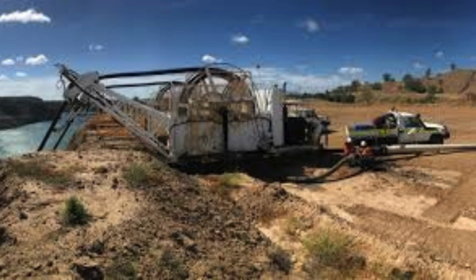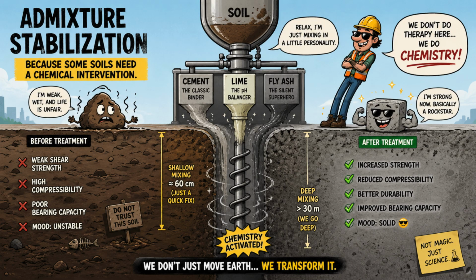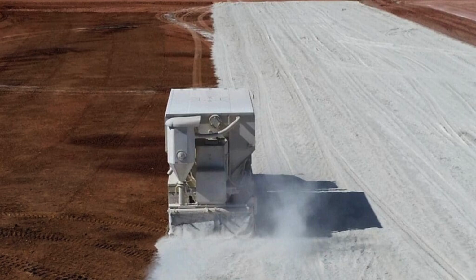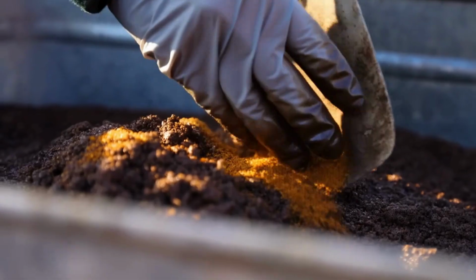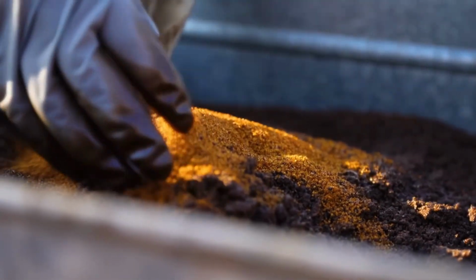The third technique of ground improvement is admixture stabilization. This is basically mixing chemicals into the soil to transform it. Cement, lime, fly ash, these are the common admixtures. They chemically bind with soil particles, turning weak, unstable ground into something almost like weak concrete. Shallow mixing goes down about 60 centimeters. Deep mixing techniques can go more than 30 meters below the surface.